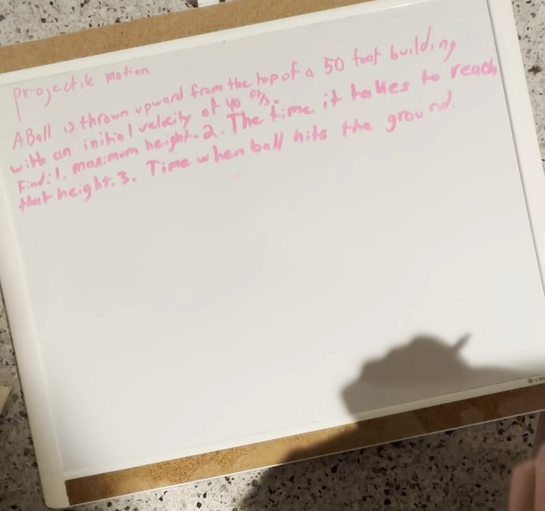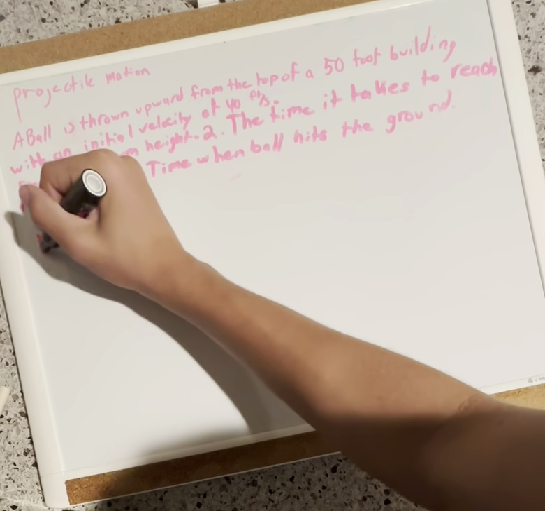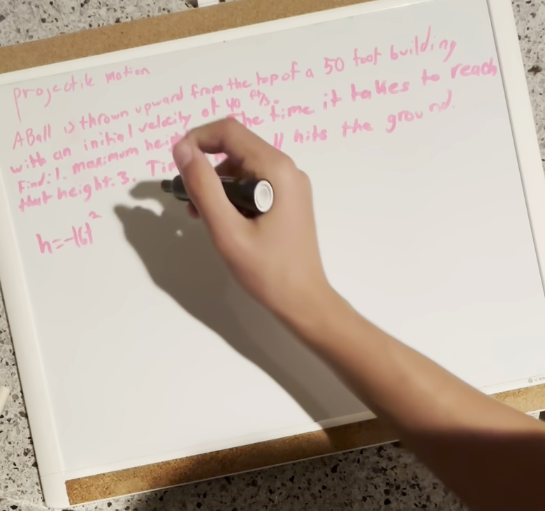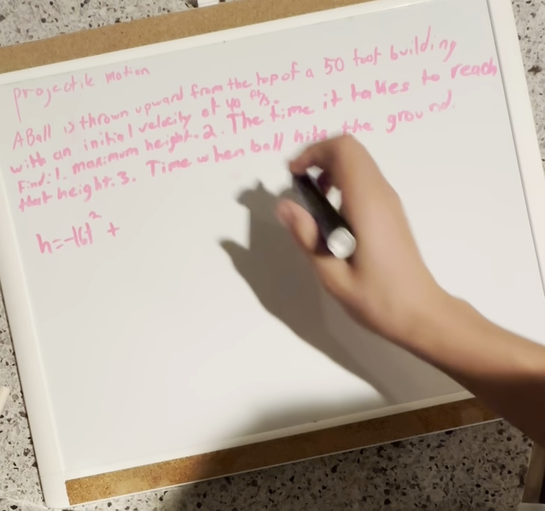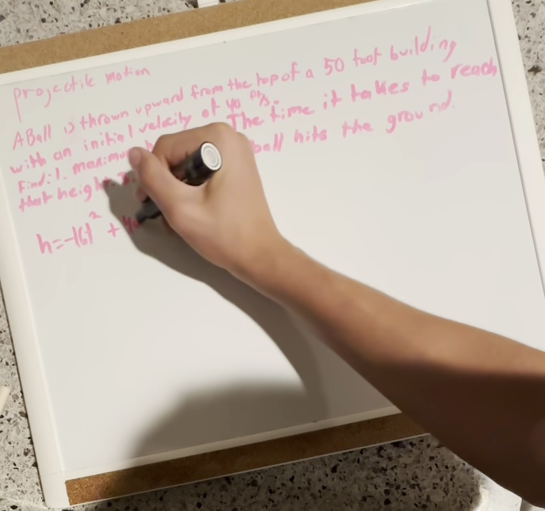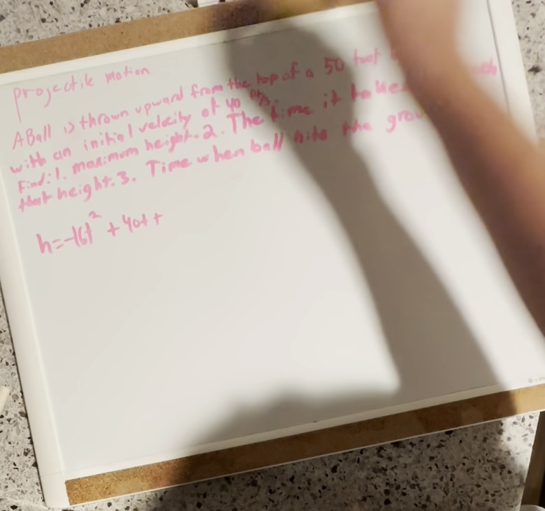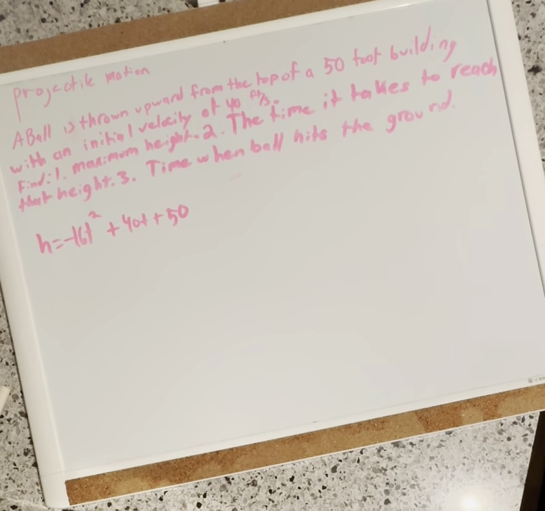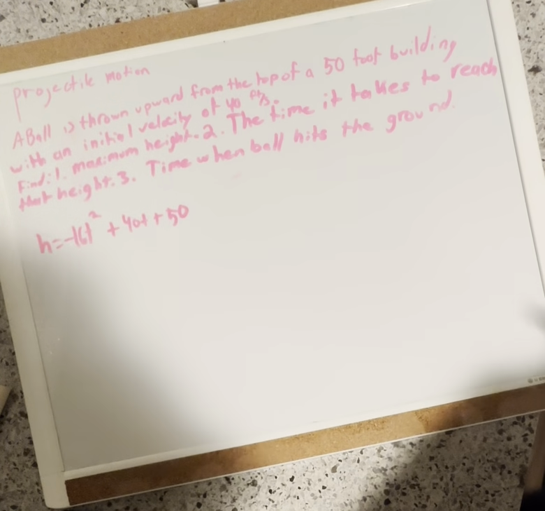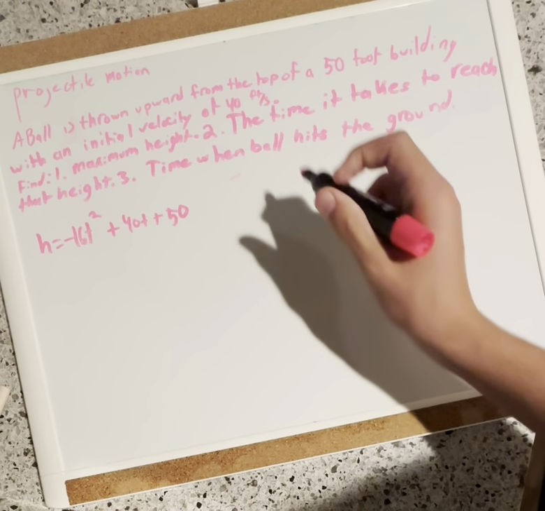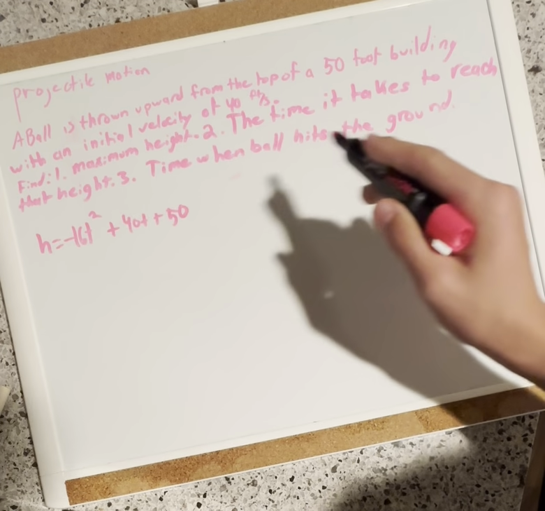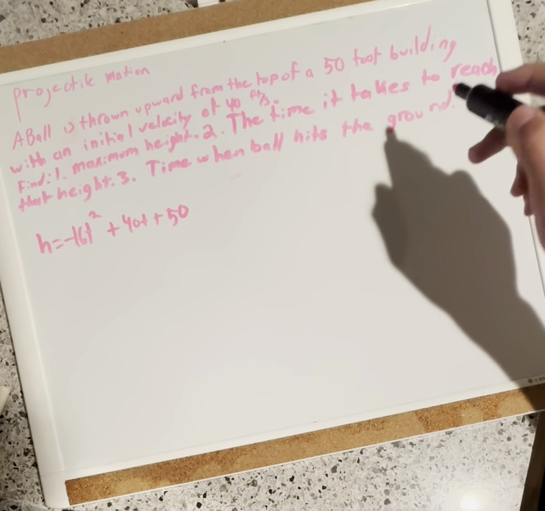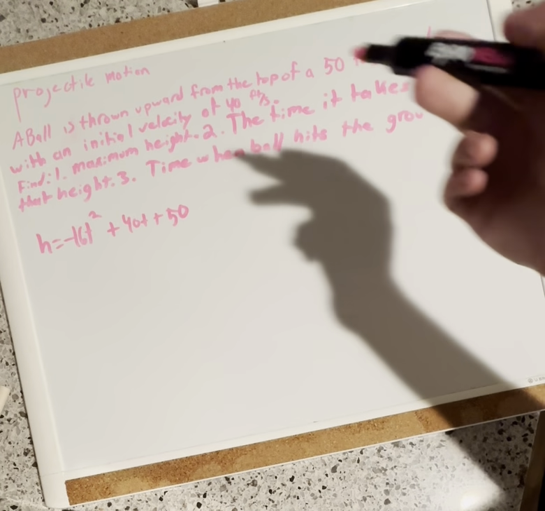So to start, we can start out with the equation of h equals minus 16t squared plus the initial velocity of 40t, and then plus the initial height, which is 50. Okay, and then once we're here, if we are looking for the maximum height and the time it takes to reach the maximum height, they're kind of counterintuitive, as you have to find one to find the other.